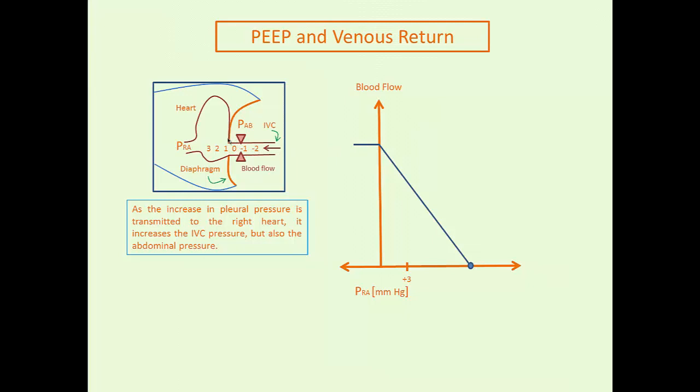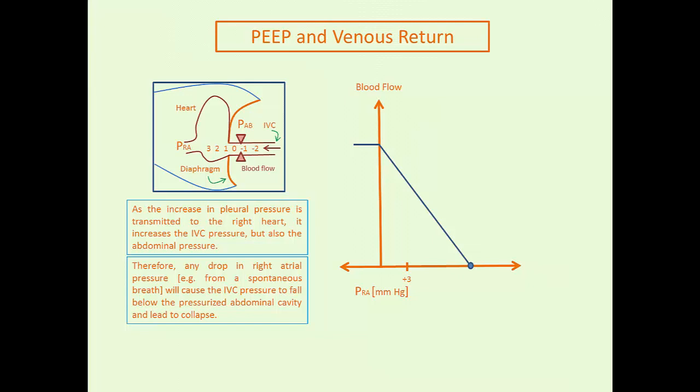You can imagine this becoming very prominent in a patient who's on PEEP but also generating his or her own negative inspiratory pressure, because they would essentially pressurize the abdomen, but at the same time lower their right atrial pressure and therefore diminish IVC pressure out of proportion to abdominal pressure, so you'll get collapse much more readily. So any drop in right atrial pressure, as I mentioned, from a spontaneous breath will cause the IVC pressure to fall below the pressurized abdominal cavity, and there will be collapse.